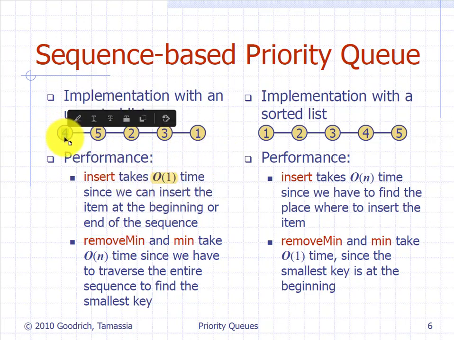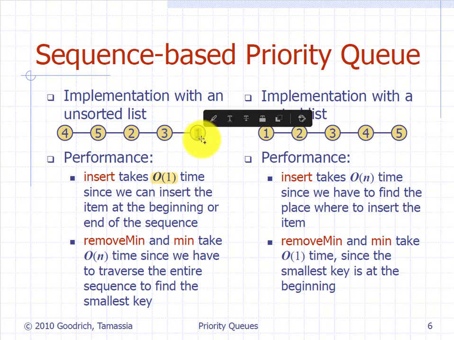Our current minimum is 4. We then go to the next one. Well, 4 is less than 5, so our minimum is still 4. 4 is greater than 2, so our new minimum is 2. 2 is less than 3, so our minimum remains 2. And then 1 is less than 2, which means our minimum is now 1.